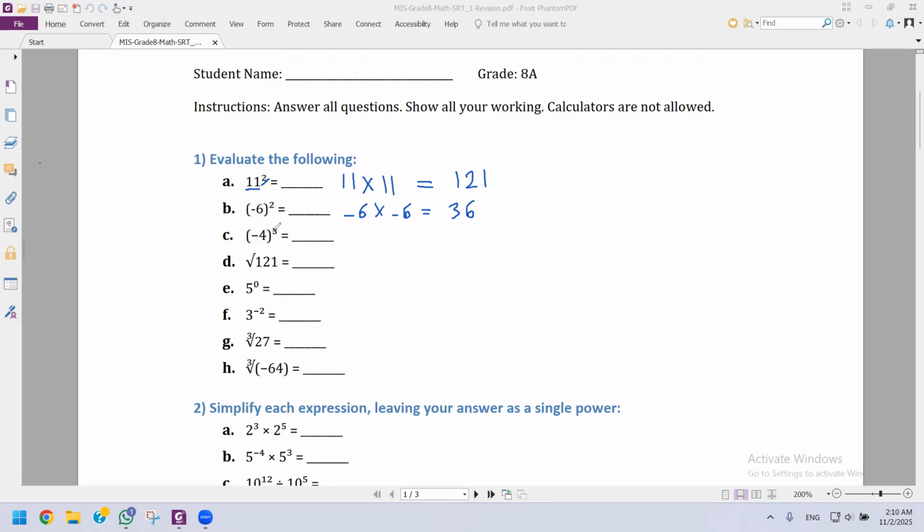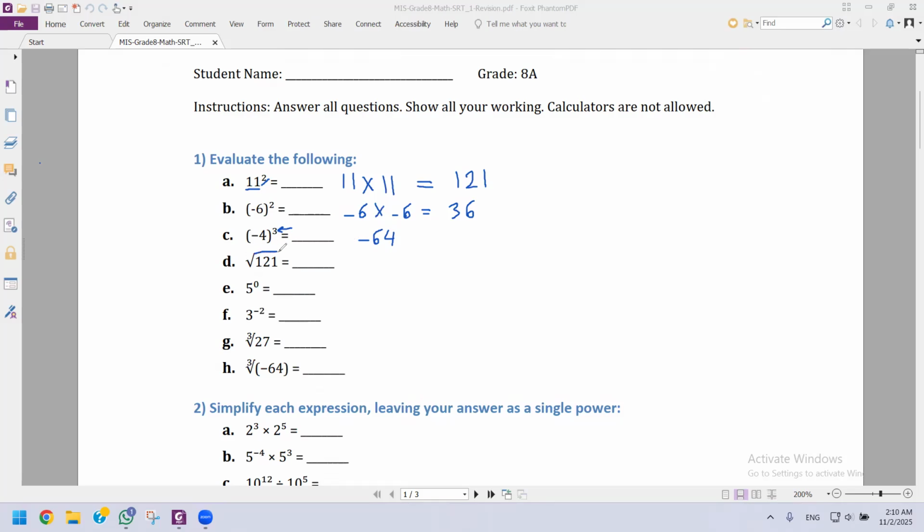But this one here, we have power 3. So minus times minus would be plus, but then times minus, and it will be negative. So we do 4 times 4, 16, times 4, 64 will be minus 64. So if I have a negative value, and the power is an odd number, like 3, then the negative value will stay the same. It will stay negative.